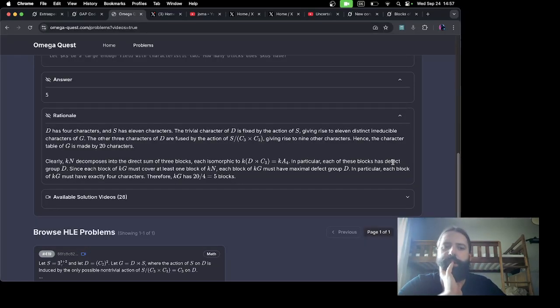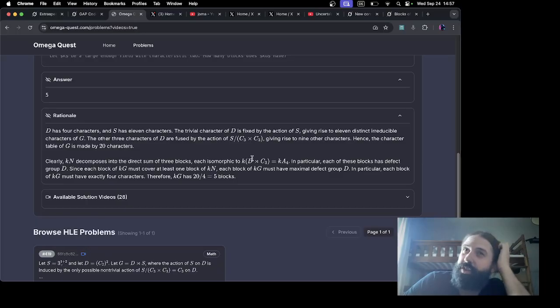Each block. Okay, so here they're calculating how... So the approach here is different, right? What they're doing is trying to calculate how many of these characters need to be inside a block. And they do 20 divided by 4 is 5 blocks.